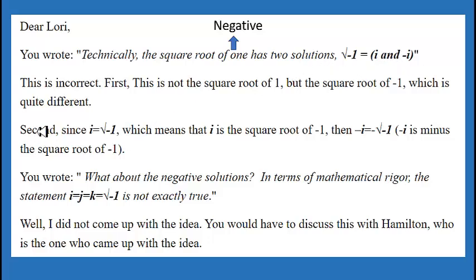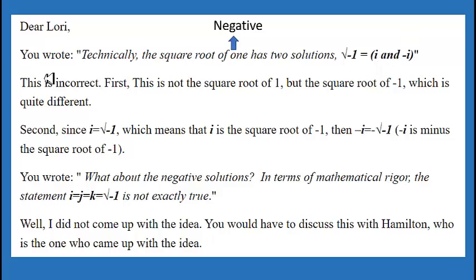He is assuming, so he's saying since i is equal to the square root of -1, so he's assuming that i is equal to the square root of -1, then he is obviously assuming that this is true, and I am assuming that this is true.